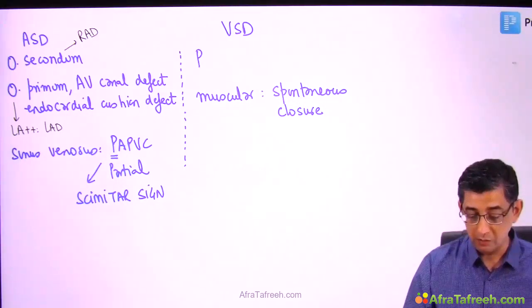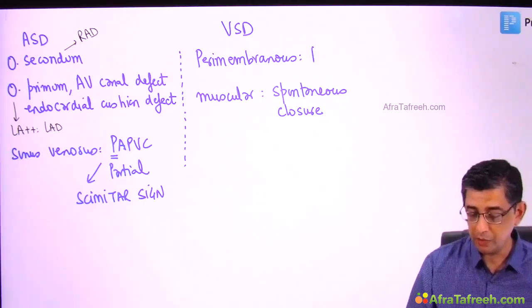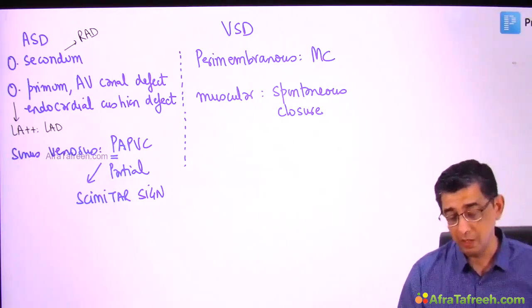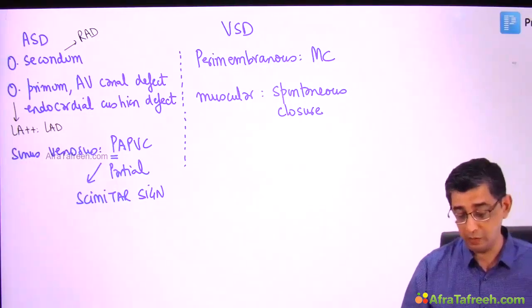In contrast, the most common variety of ventricular septal defect is what we call the perimembranous variety. So do remember this aspect. The commonest one is perimembranous, but it is muscular that can exhibit a spontaneous closure.